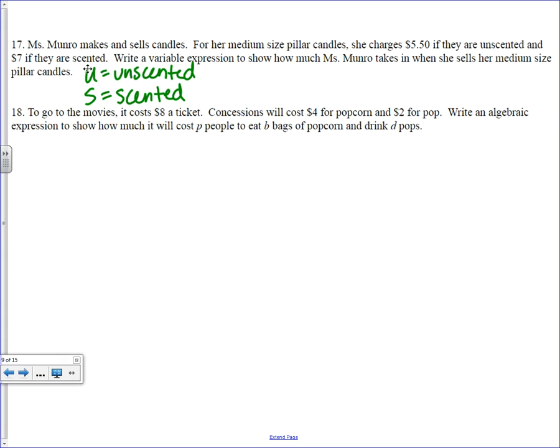All right, unscented, what do we got? Scented. 7S, be careful with those S's, make sure they don't look like 5s. All right, you do 18 on your own, go for it.